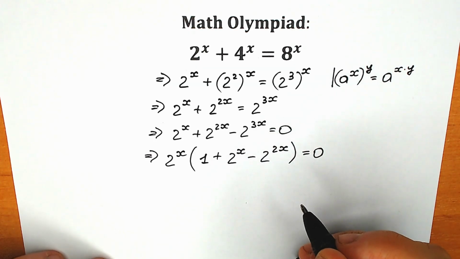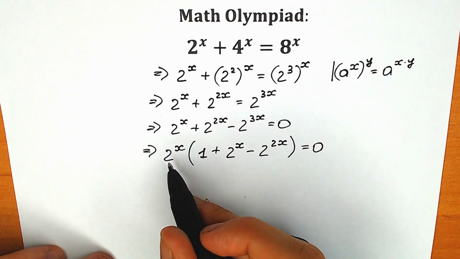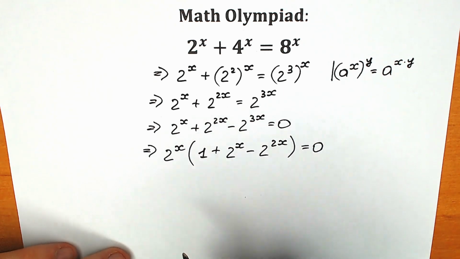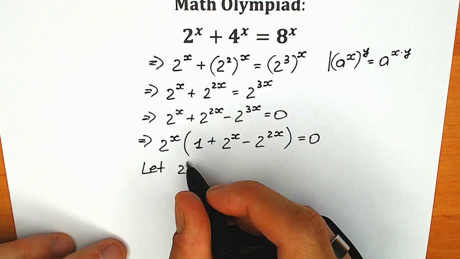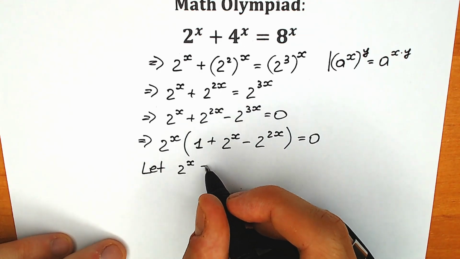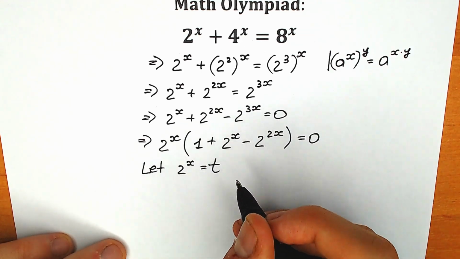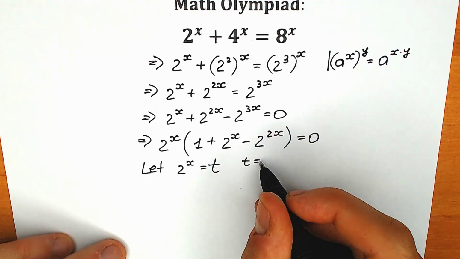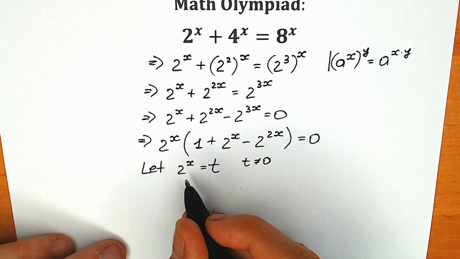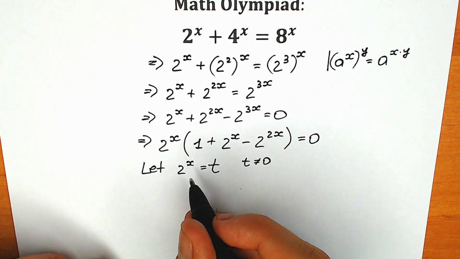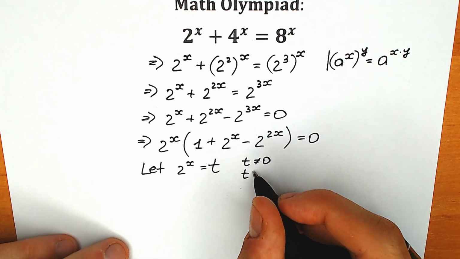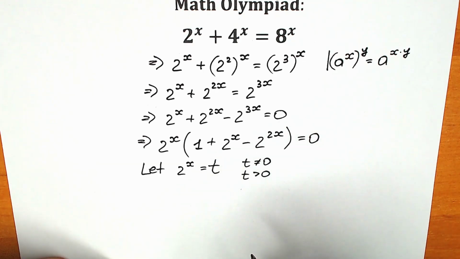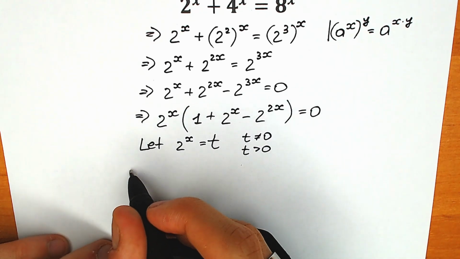Right now, really important moment. 2 to the power x, we can write it as t, okay? Our substitution in our case. So let 2 to the power x be equal to t. But one really important moment, because this t cannot be equal to 0, obviously, because this is an exponential function. This function doesn't intersect the x-axis, and of course t needs to be strictly positive. It cannot be negative.